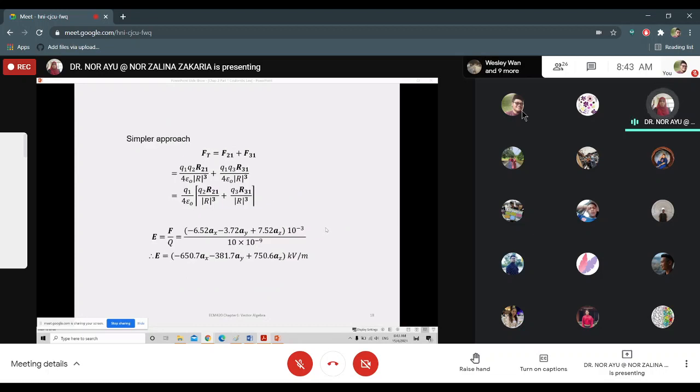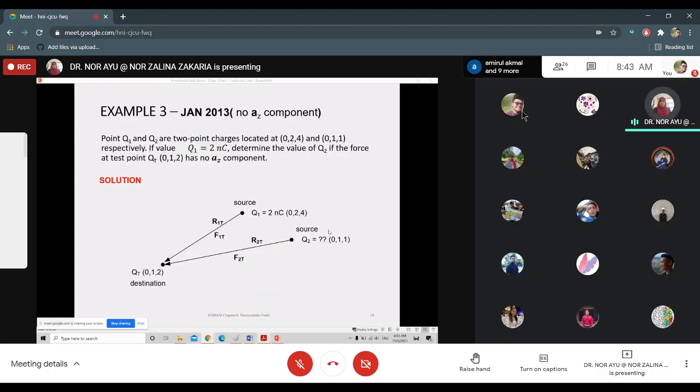All right, the next question. This is the question. This question is a bit similar to the last one just now, but the only difference is that you are not given the value of Q2. So what the question wants is for you to find the value of Q2, and there are no forces or electric field intensity given to you.